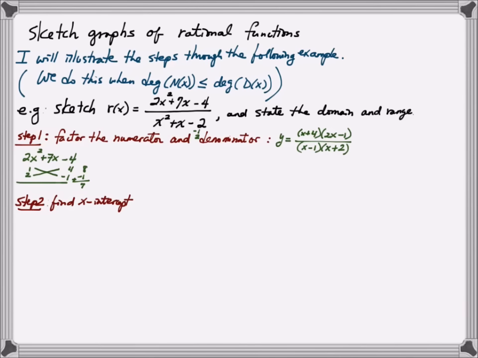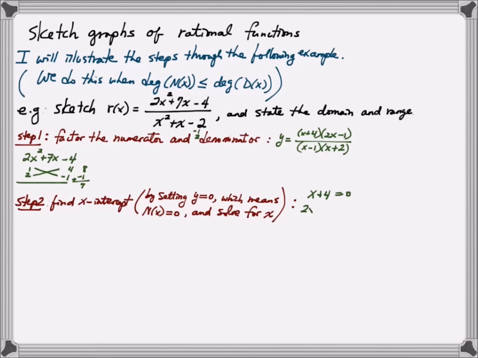Step 2, I'm going to find the x-intercept. I know the x-intercept occurs when the y value is equal to 0. But when we're dealing with a rational function, it can only be equal to 0 when the numerator is equal to 0, which means I'm going to set the top polynomial equal to 0 and solve for x. This means I have x plus 4 equal to 0, or 2x minus 1 is equal to 0. In those cases, I get x equals negative 4 and x equals 1/2. These are my x-intercepts, which means these are the points where the y value is equal to 0.